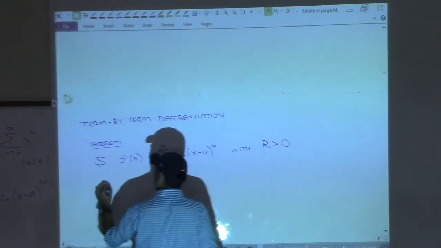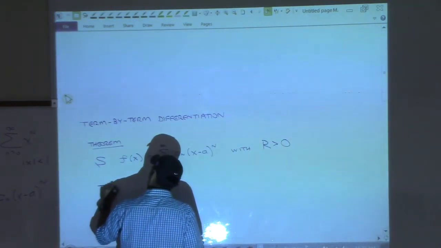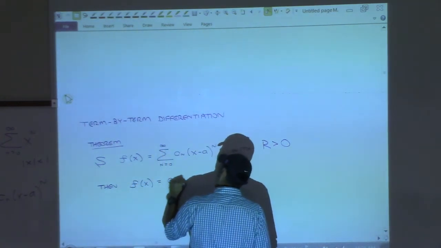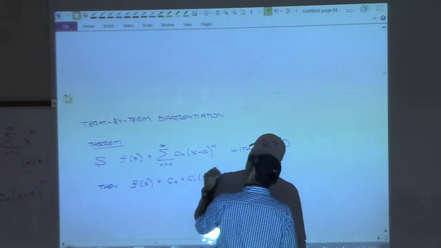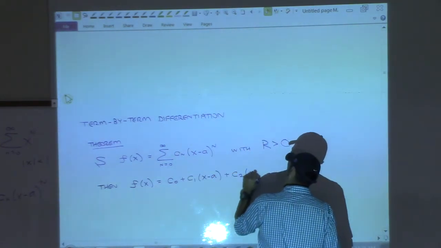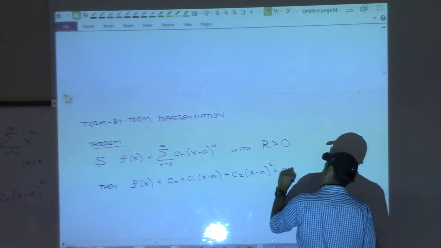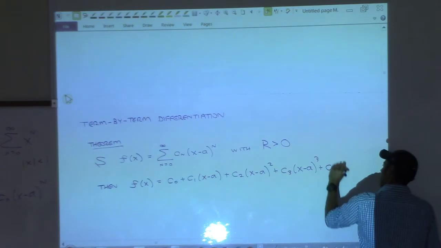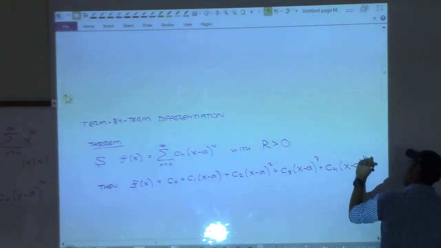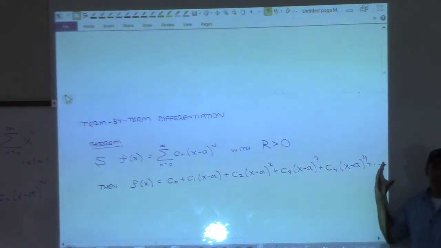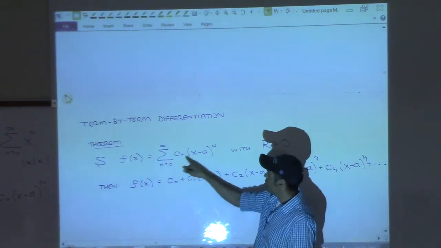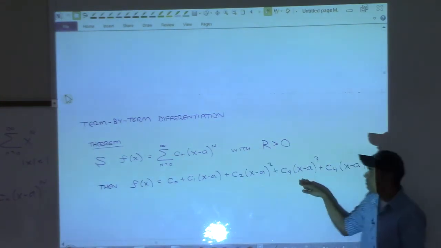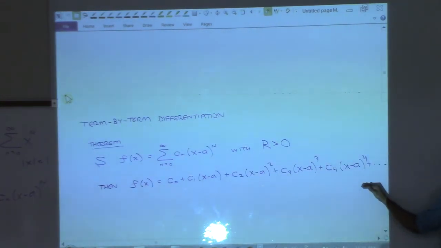Then, of course, f of x is then c sub 0 plus c1 times x minus a plus c sub 2 times x minus a squared plus c sub 3 times x minus a cubed plus c sub 4 times x minus a to the 4th plus dot, dot, dot. That's just me expanding this out, right? That's me plugging in 0 here, plugging in 1, plugging in 2, plugging in 3, plugging in 4, right? That's all that is.